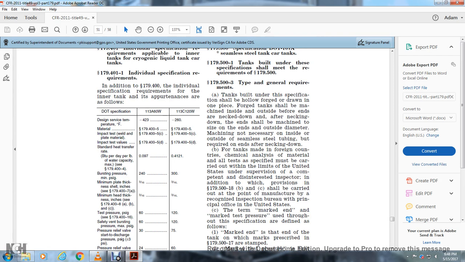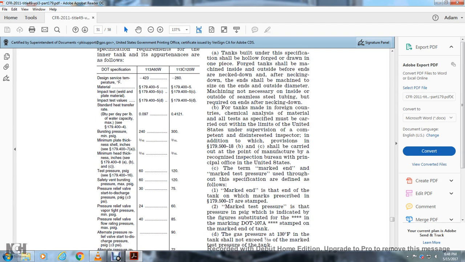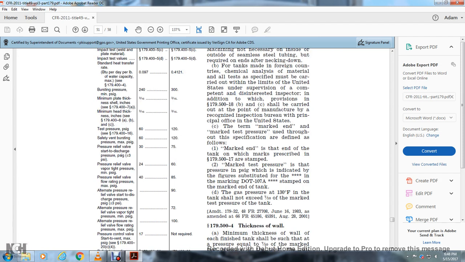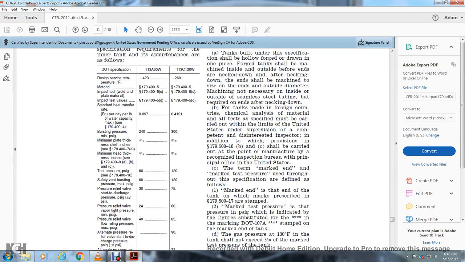Minimum head thickness in inches plate, test pressure PSI gauge, safety venting bursting pressure PSI gauge, pressure relief valve start-to-discharge pressure PSI gauge, pressure relief valve vapor tightness testing pressure PSI gauge minimum, pressure relief valve flow rating maximum pressure PSI gauge, alternating pressure relief valve starting to discharge pressure of 3 plus or minus PSI, alternating pressure relief valve vapor tightness minimum pressure PSI gauge, alternating pressure relief valve flow rating maximum PSI gauge, pressure control valve starting venting maximum PSI gauge, relief valve device discharge restriction, transfer line insulation.